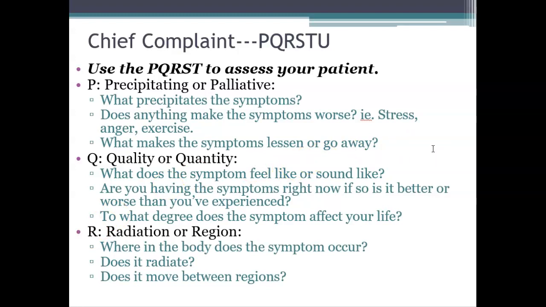Q, quality or quantity? What does the symptom feel like or sound like? Are you having the symptoms right now? If so, is it better or worse than you've experienced? To what degree does the symptom affect your life? R, radiation or region. Where in the body does the symptom occur? Does it radiate? Does it move between regions? Or does it stay still?